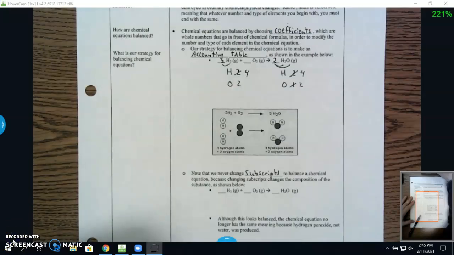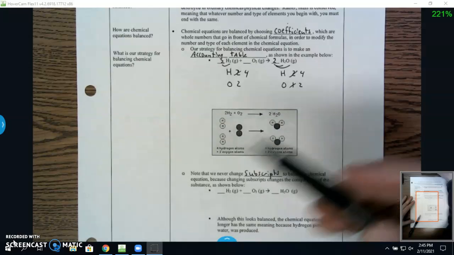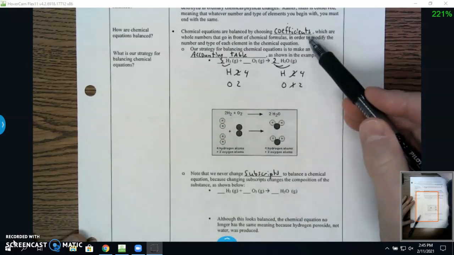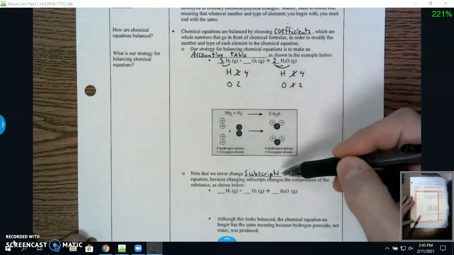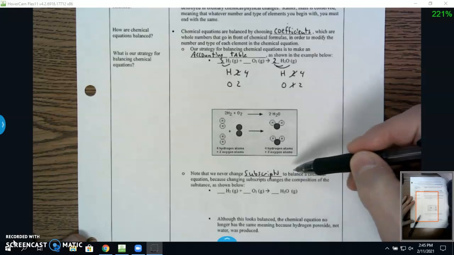Moving the paper down, I just want to emphasize one more thing. Remember, the way that we properly balance chemical equations is by picking coefficients, whole numbers that go on these lines out front. Here's what we do not do. We never change subscripts in order to balance a chemical equation, because if you change the subscript, you change the meaning of that chemical sentence.